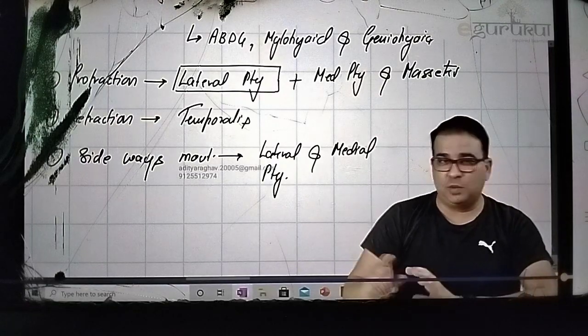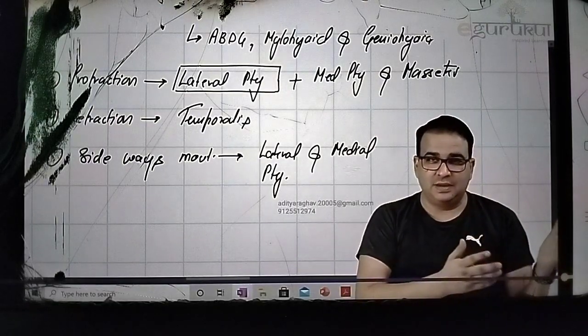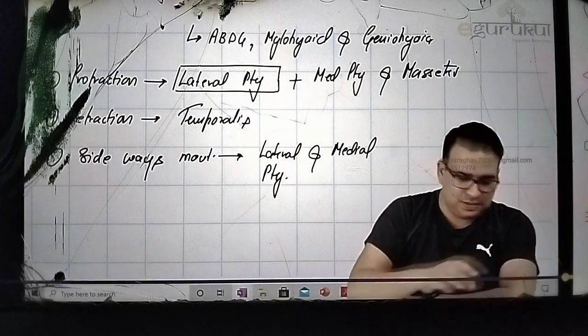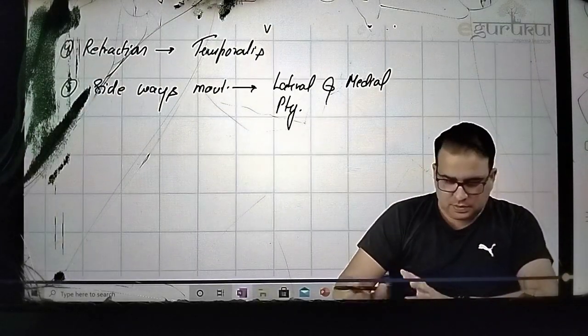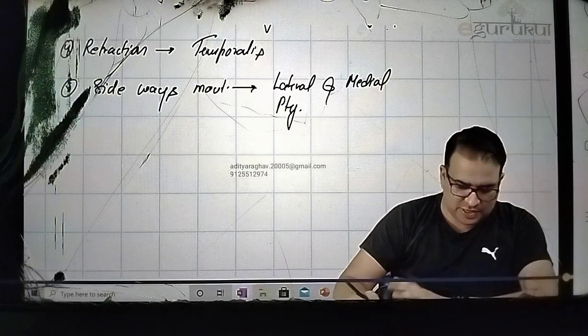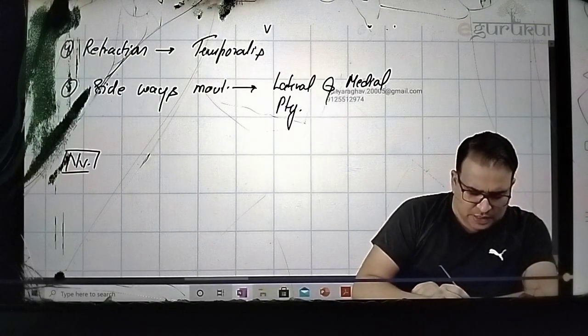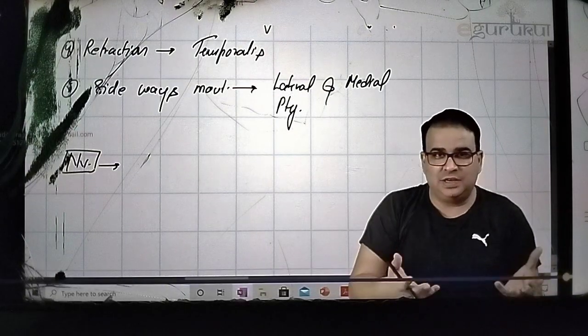And when I say sideways movement, guys, do remember it: deviation of jaw toward the opposite side. Right lateral pterygoid and right medial pterygoid will deviate the jaw toward the left side. That is sideways movement. This is all done, right? We understood this action and we already discussed this. Just to finish it off, guys, nerve supply and the blood supply of TMJ. It is very simple. These are the things which we already discussed, and I just need to remind you again.